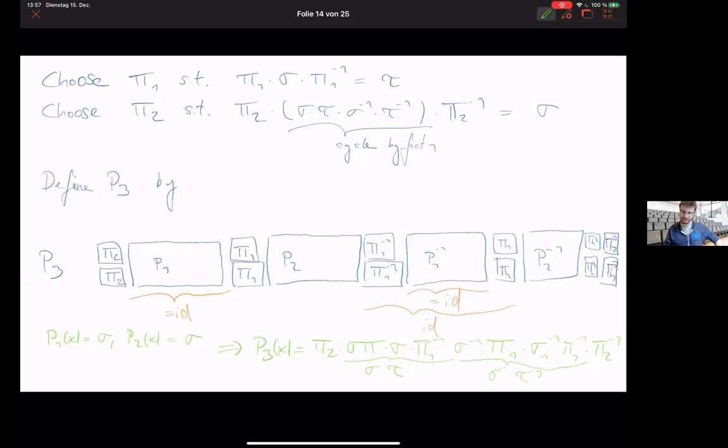Exactly. And what I have here is pi2 times sigma times tau times sigma inverse times tau inverse times pi2 inverse. And by this thing up here, I get that this term is just sigma, as I wanted. Okay, this concludes the proof.